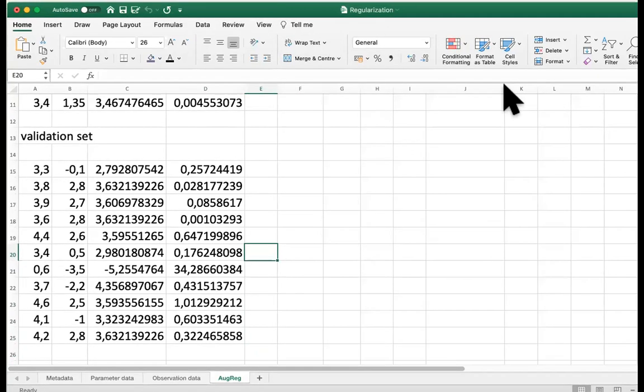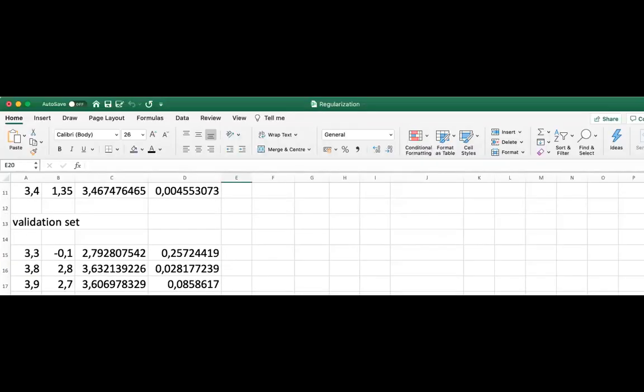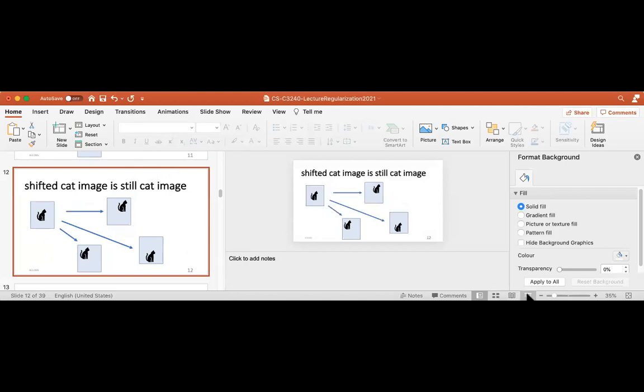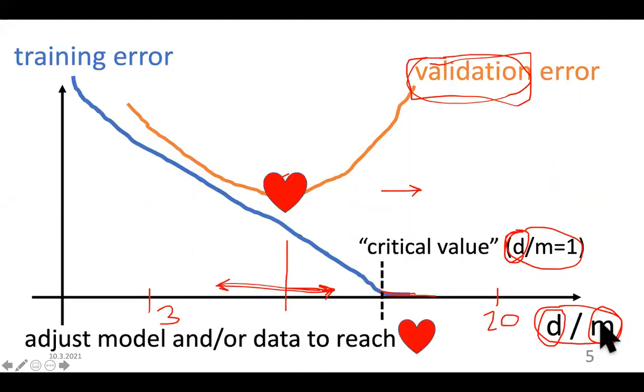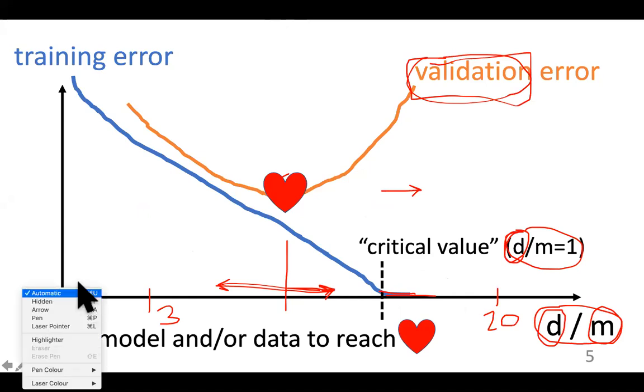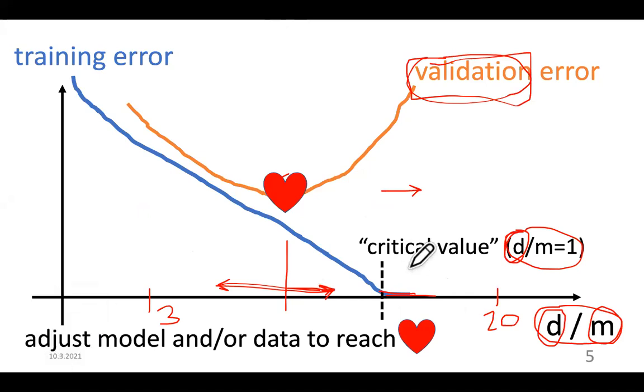So what we did now was we added data. I want to show this in the slides, how we navigate it. So we increased data by augmentation. We made this M here larger, which means we moved to the left. We started out here in the overfitting regime, with 0 training error but very large validation error. Then I increased the number of data points in the training set, so I made M larger, which means this ratio becomes smaller.